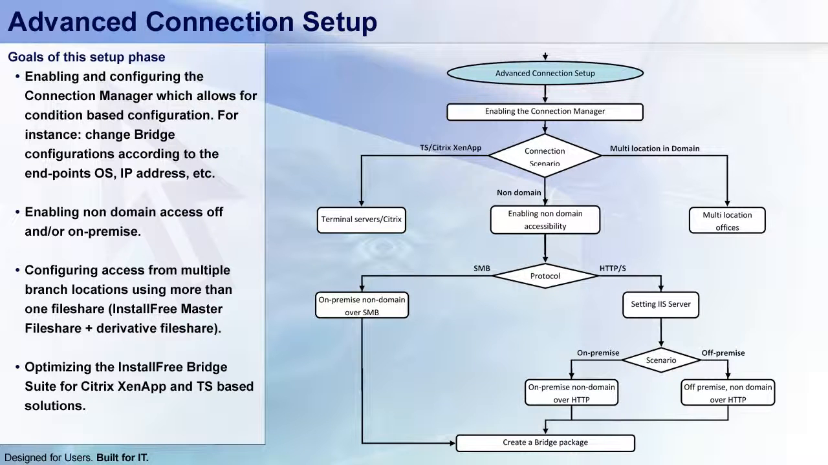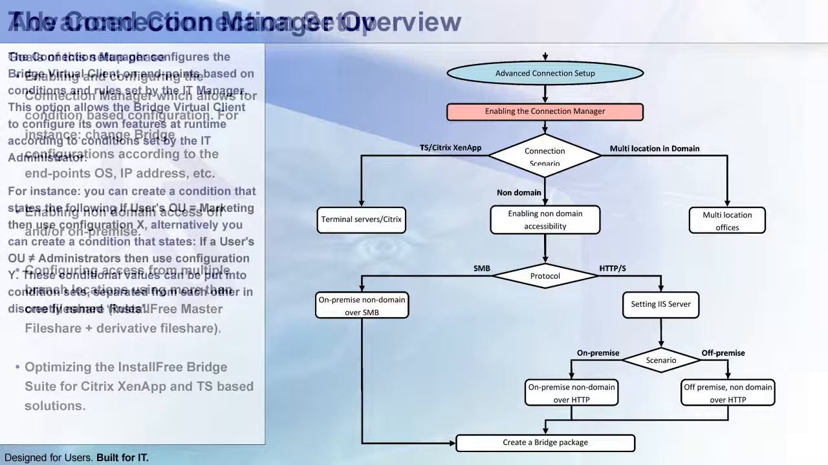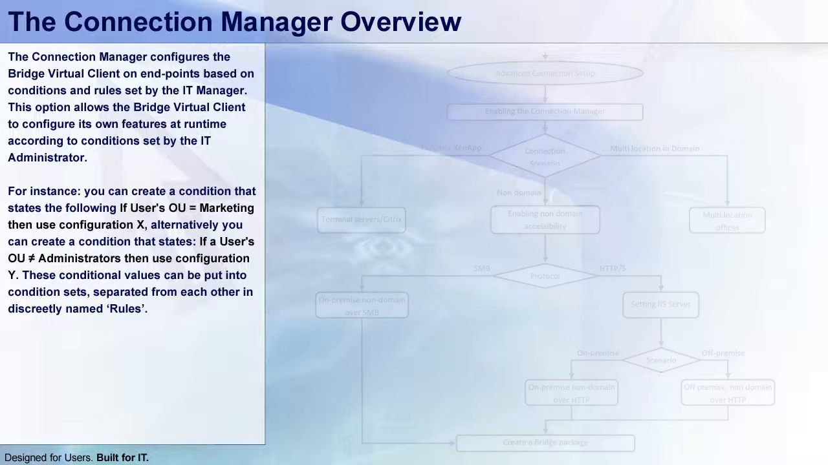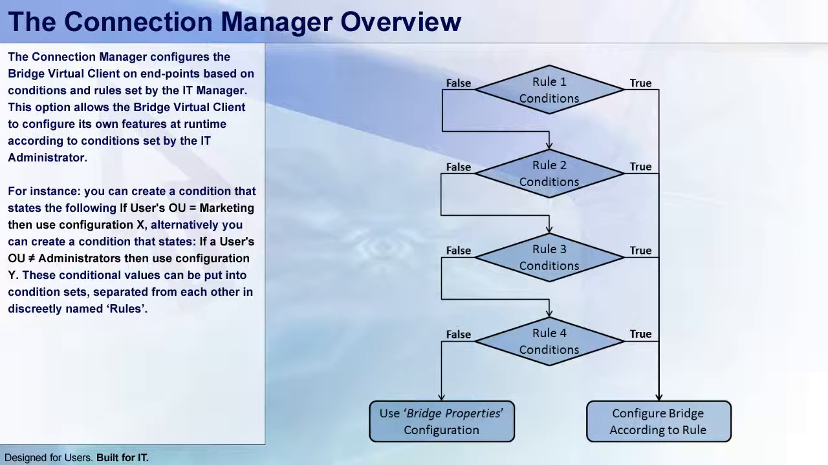And this chart, by the way, will also appear at the end of this video, and like in previous sections, you will be able to click any of the boxes in the chart according to the flowchart steps. Now, in this first video, we will enable and go over the Connection Manager, which is the key component in any advanced connection scenario. And it is the Connection Manager which enables the bridge to work across platforms and protocols in and out of the organization. And the way it does it is by instructing the Bridge Virtual Client to use different configurations associated with conditions that you can set in the IFMC.